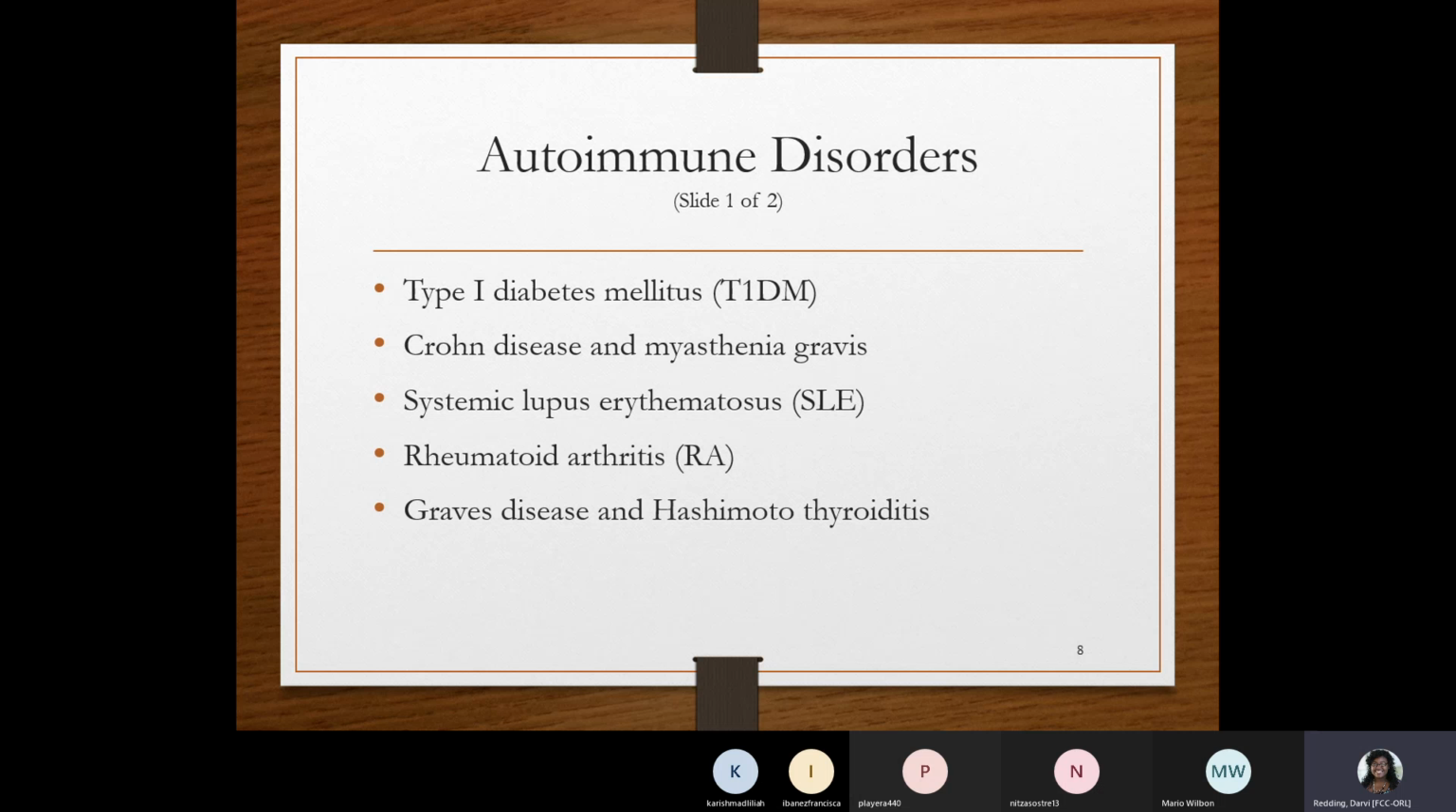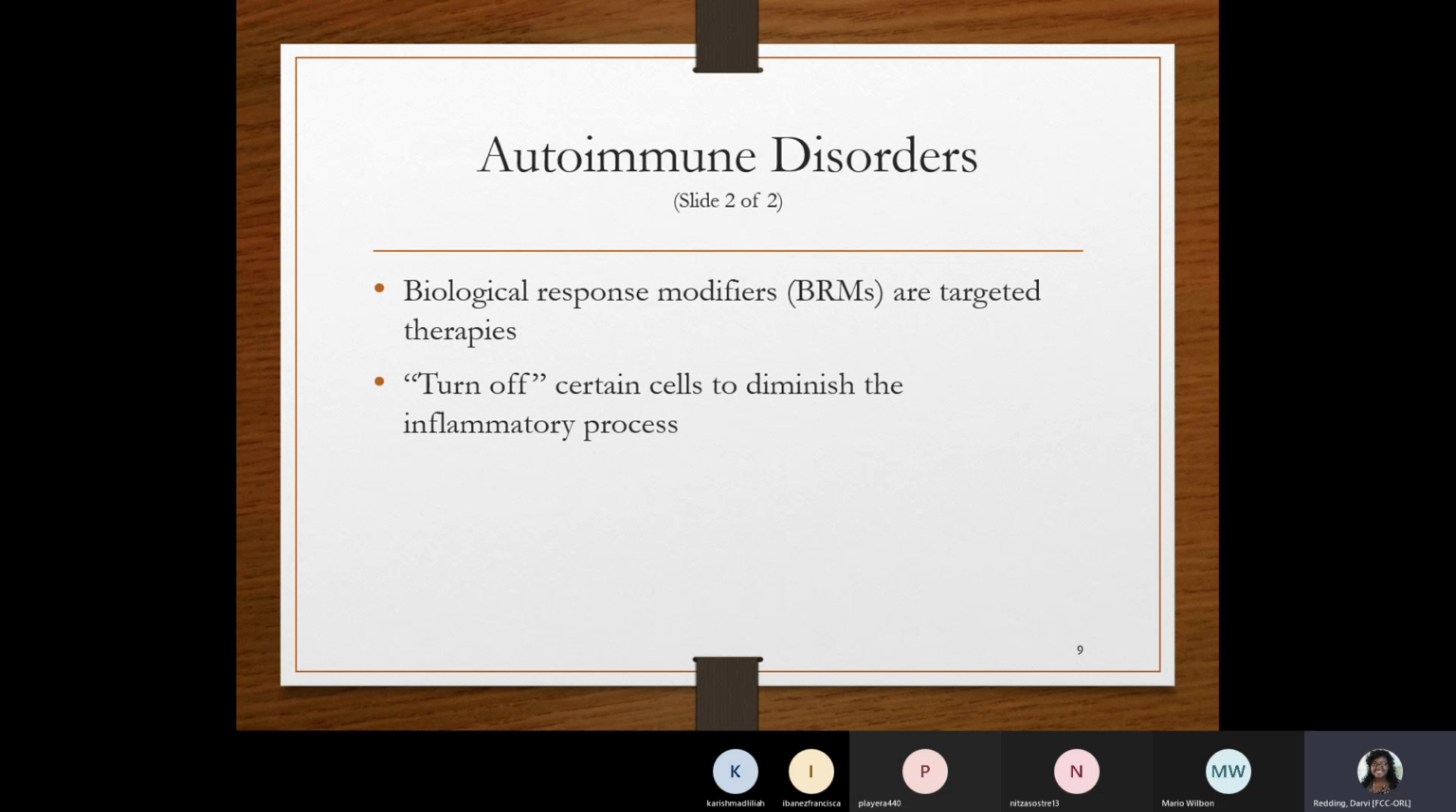And then you have thyroiditis, Hashimoto thyroiditis, as well as Graves' disease. So these are some examples of the autoimmune disorders. And as we continue talking about them, I'll also go over some examples of the medications that help treat them as well. Some other autoimmune disorders would include the biological response modifiers and its targeted therapies. And then you have a turnoff to certain cells that works by diminishing the inflammatory process.